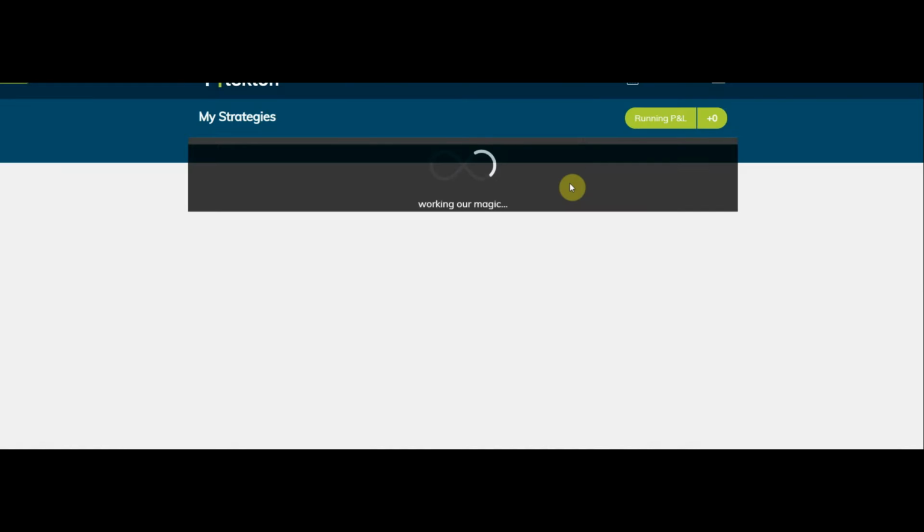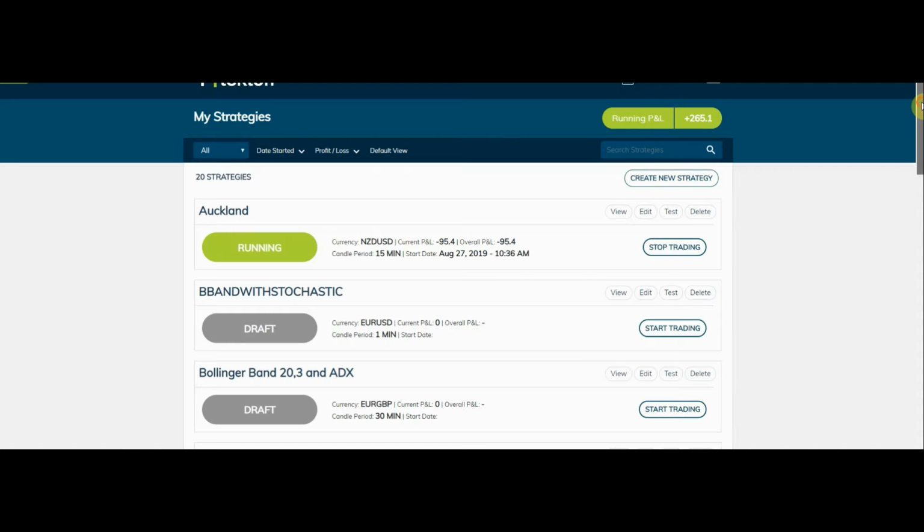I get the standard risk warning, and here we go. Okay, so here we go. Here's the standard entry screen. I've now got some strategies running. We can see we've got some strategies running, but I'm going to create a new one now. So I click Create New Strategy.